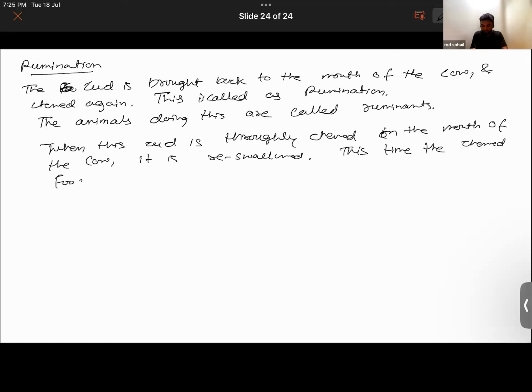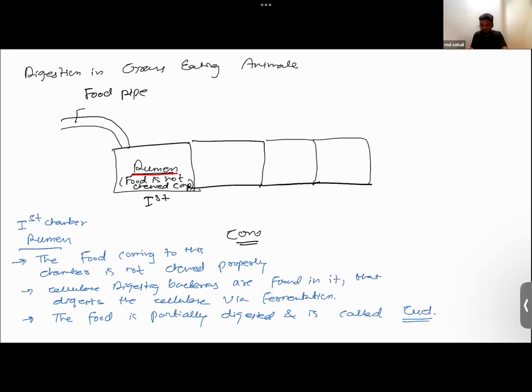Chewed food will not go back to the rumen. Instead, it will pass through the other chambers, and then go to the small intestine, where it will be digested further and then absorbed. So the stomach is not the site of complete digestion, right, guys? And the cellulose-digesting bacteria are present only in the first part, that is the rumen. Did you get this?